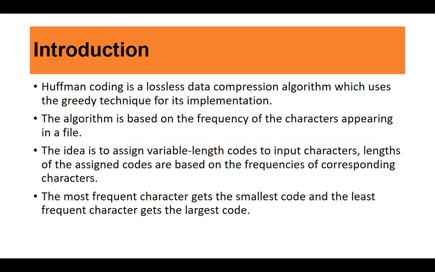The idea is to assign variable length codes to input characters. The lengths of the assigned codes are based on the frequencies of the corresponding characters. That means a file consists of a number of characters, and you count how many times a particular character is appearing. That is nothing but the frequency of that character. The most frequent character gets the smallest code and the least frequent character gets the largest code.